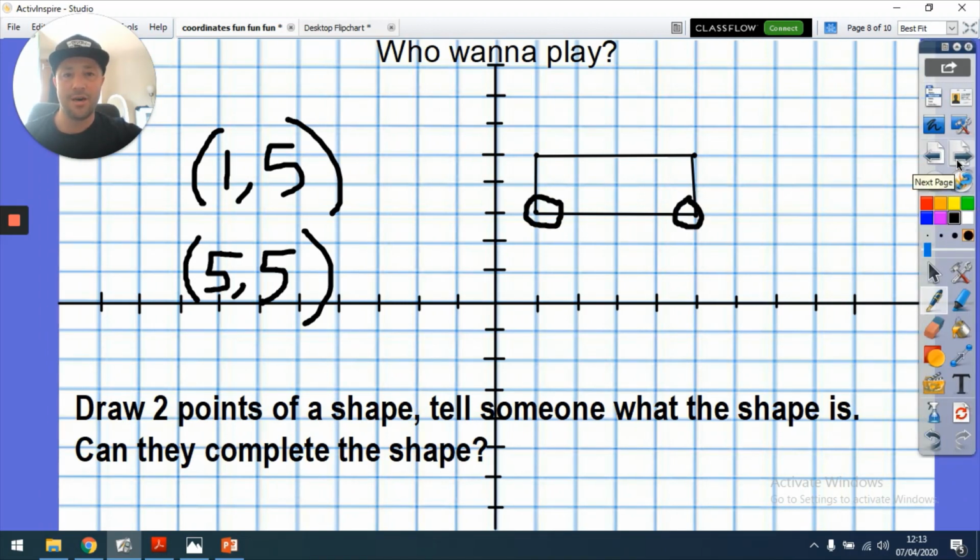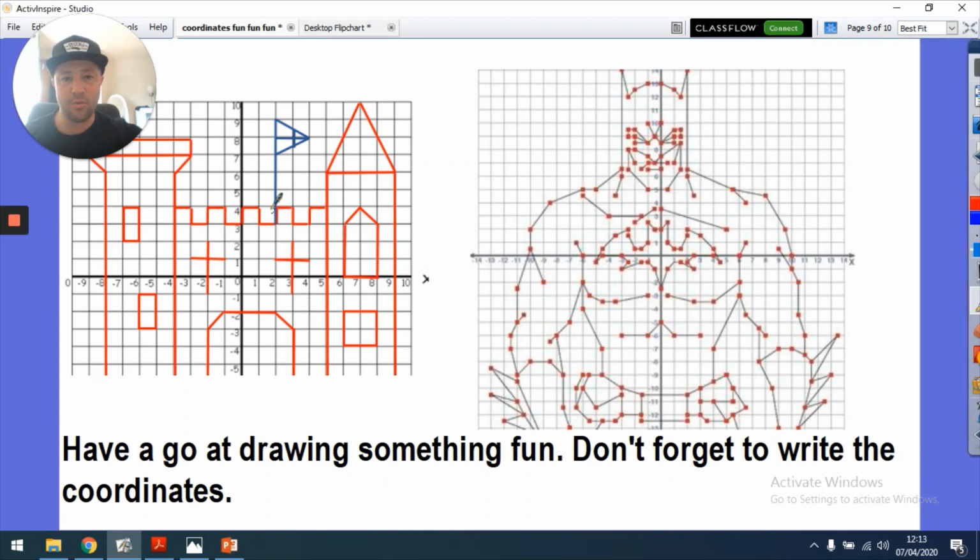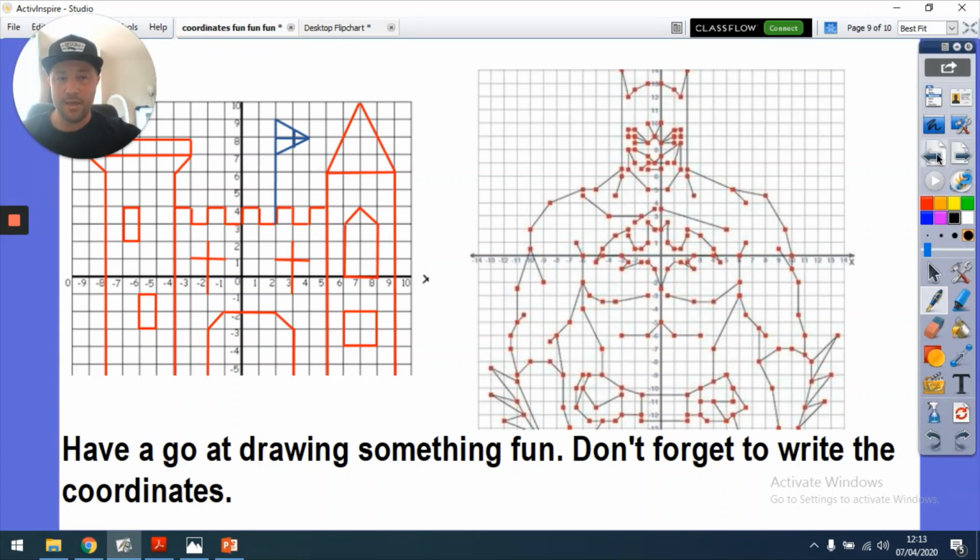Or, but it looks like a car, hello. Or you could get super duper creative and you could draw a picture. So this one here is a castle and it's across all 4 grids. This one here, Batman. And again, you don't need to go as creative as this, but you could just do a nice bat symbol. You can get some curved looking lines in there, but don't forget to write down the coordinates. Otherwise, all you're doing is sitting and drawing and not doing a great deal. So that's a bit of fun with coordinates.